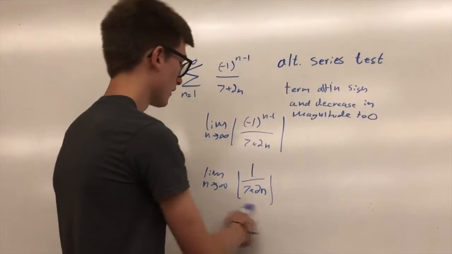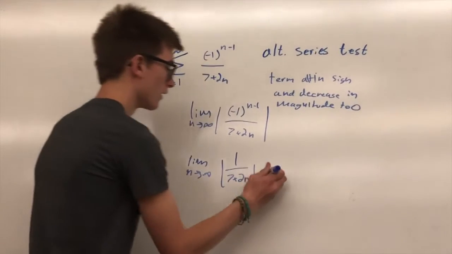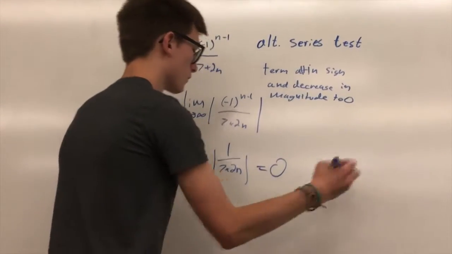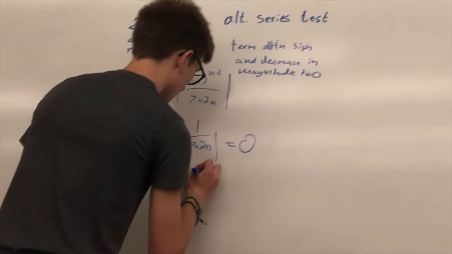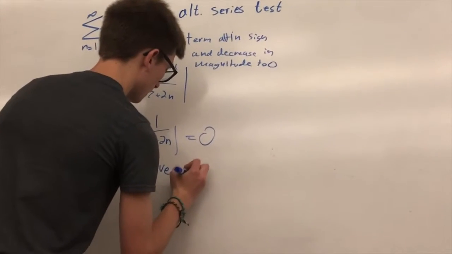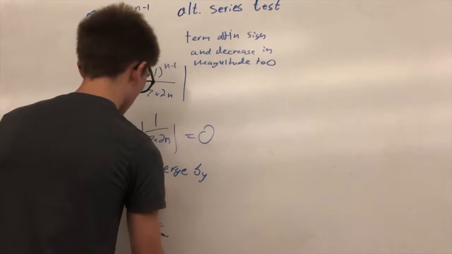So basically, this limit statement, when you plug in infinity for n, it's just going to equal 0, which will make it converge. Converge by the alternating series test.